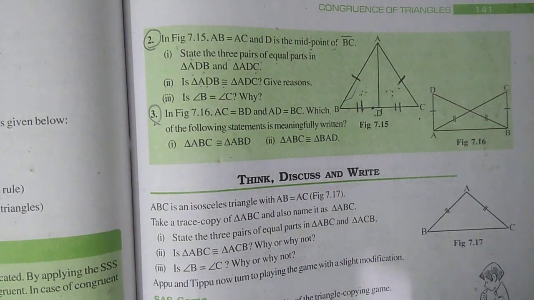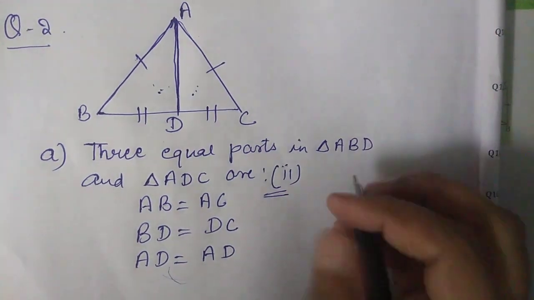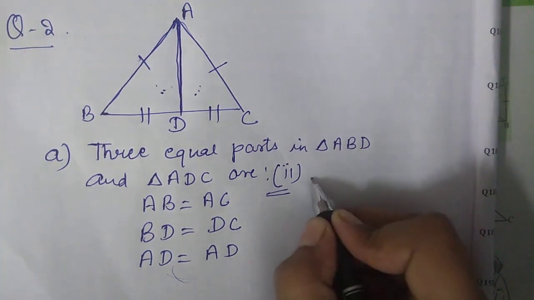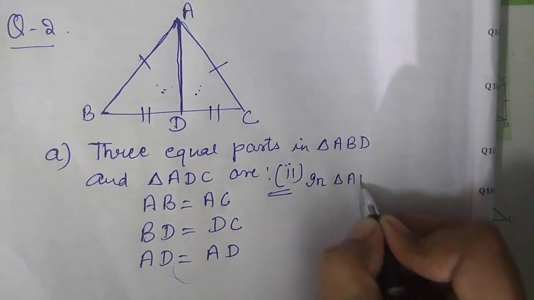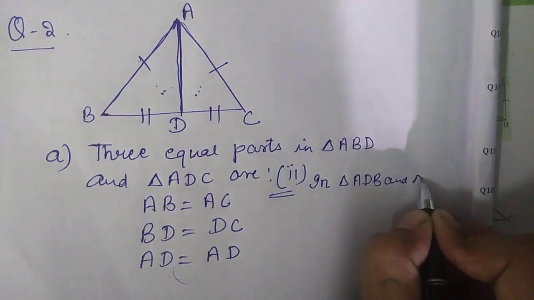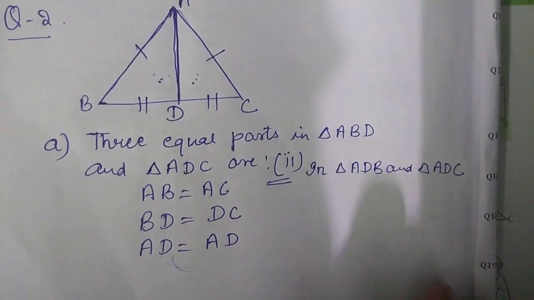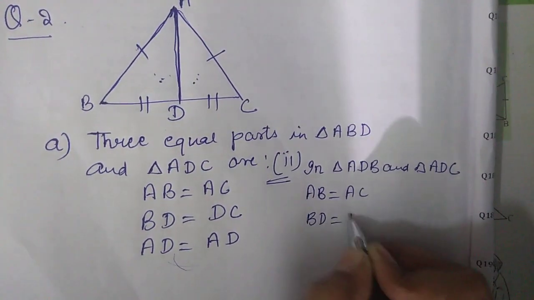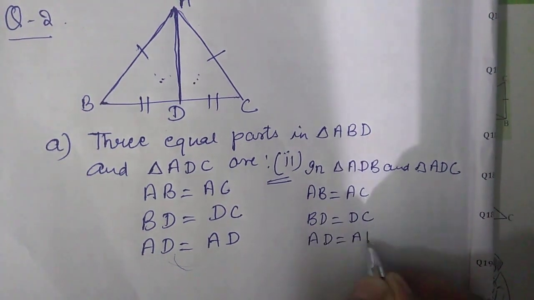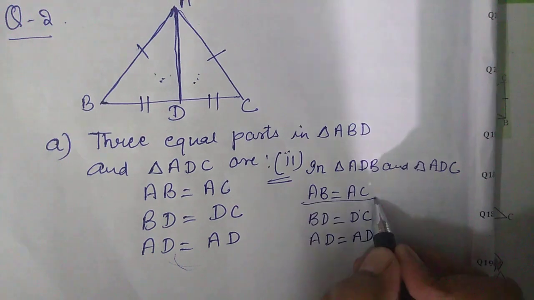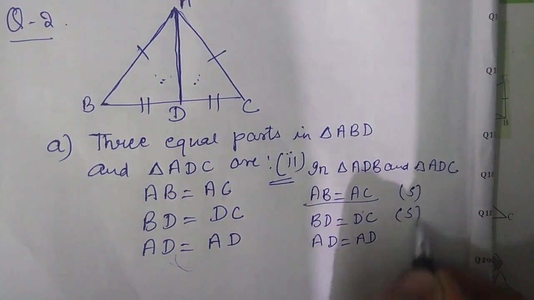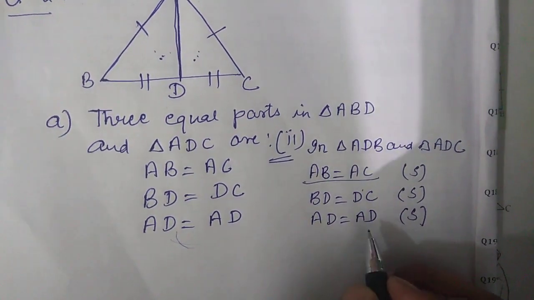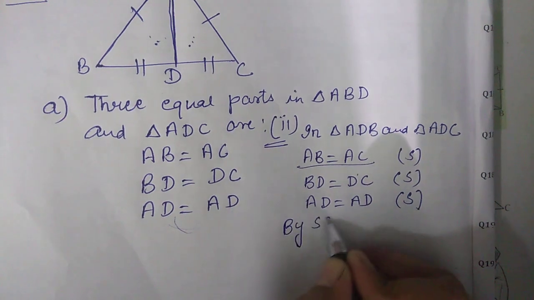So how will you write? I am doing the solution of the second part here. They are asking, is triangle ADB congruent to ADC? So I will write in triangle ADB and triangle ADC, I will write the equal parts. Okay, this AB is equal to AC, then BD is equal to DC, and then AD is equal to AD. So all three sides are equal. This is also representing one side, this is also representing one side, and this is also representing one side. So all the sides of one triangle are equal to all the sides of another triangle. So we can apply the SSS rule.